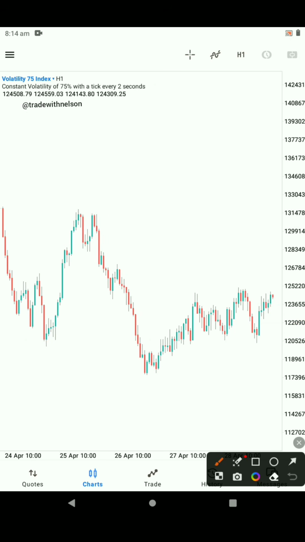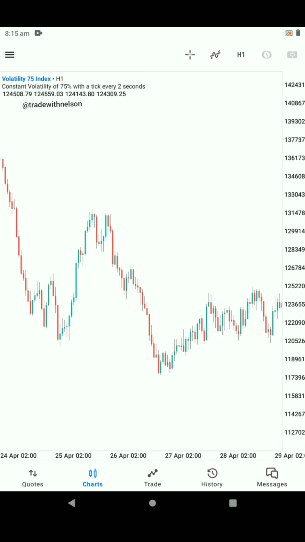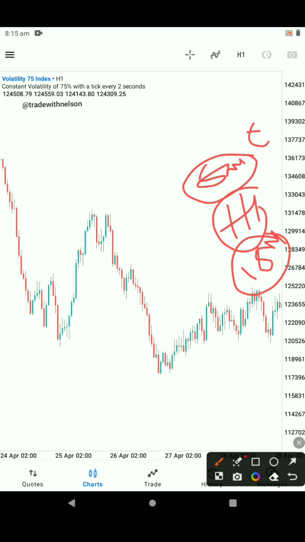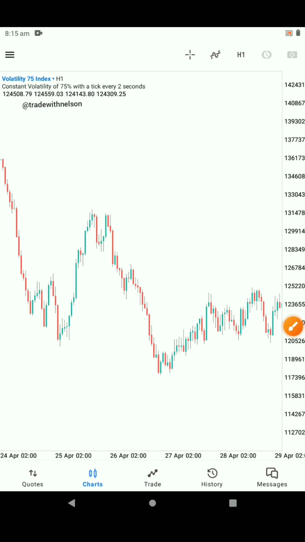So if you look carefully on my chart, this is the 1 hour time frame and this is Volatility 5. You should note that I do my analysis on the 1 hour and 15 minutes time frames. Then I use the 5 minutes time frame for my entry, and it works very perfectly.